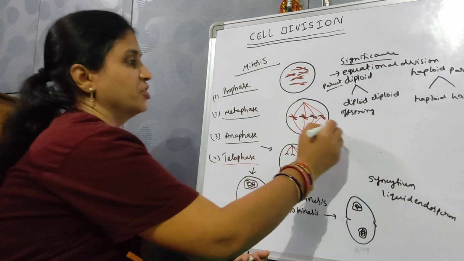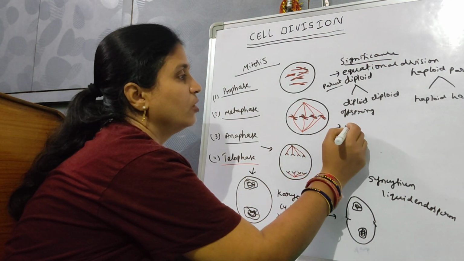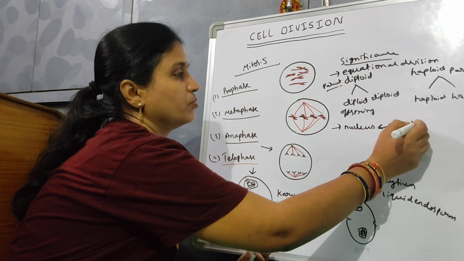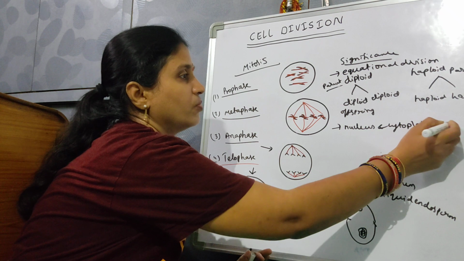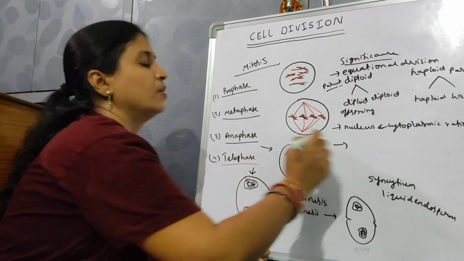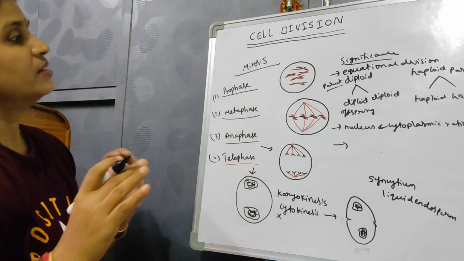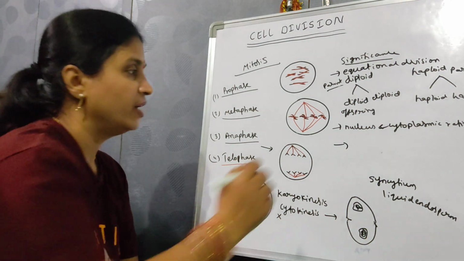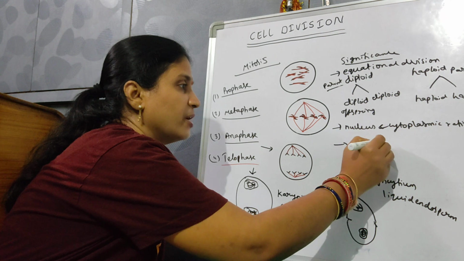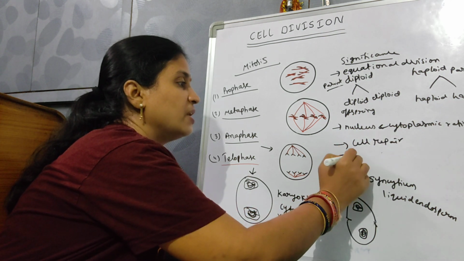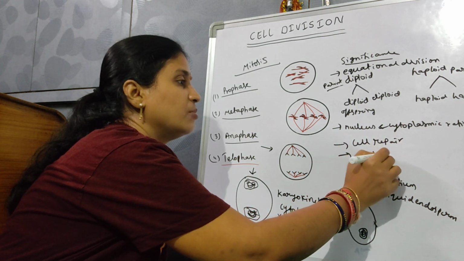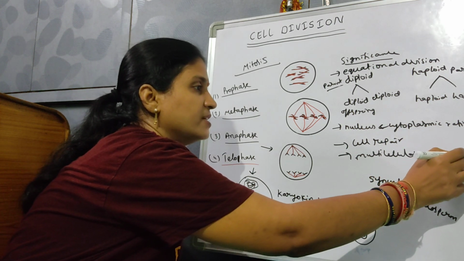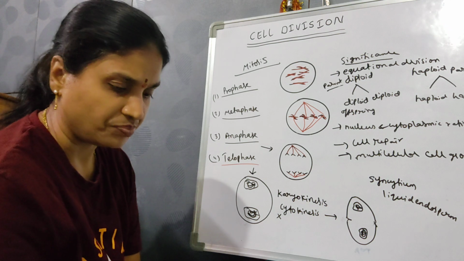That's why it is an equational division. They maintain the nucleocytoplasmic ratio, means the contents of the nucleus and cytoplasm, that ratio is maintained. It is useful for cell repair. Then in multicellular organisms, for growth purposes, it is very important.